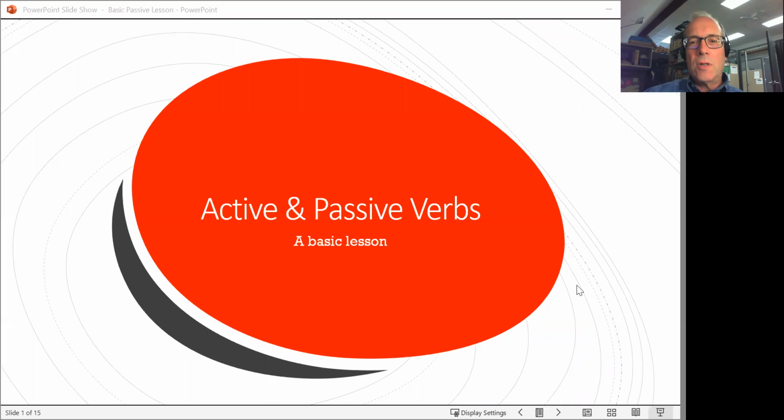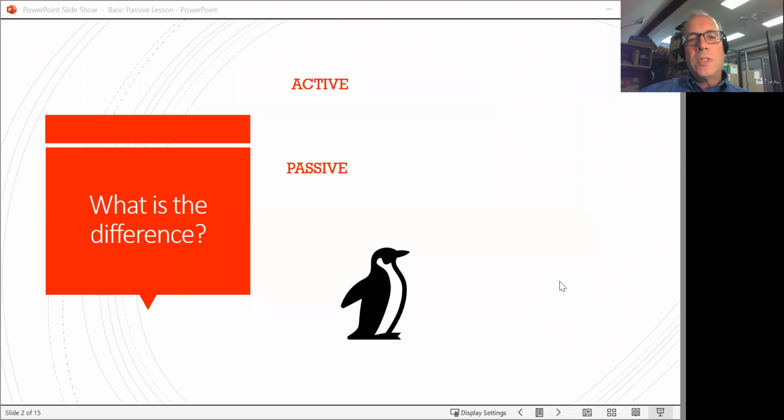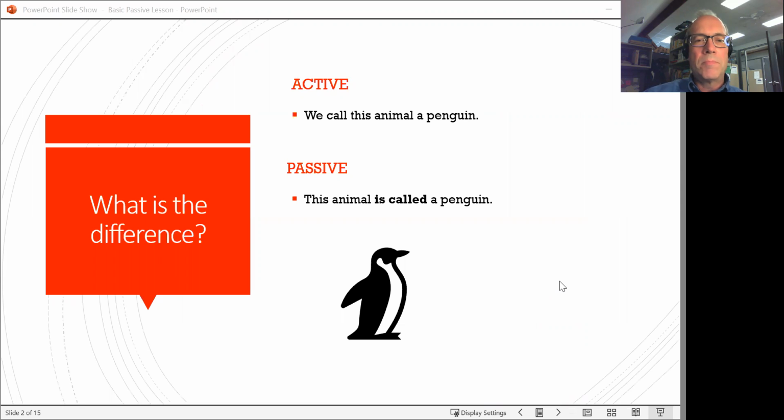Okay, we're going to have a little lesson on active and passive verbs. So what's the difference between an active and a passive verb? Let's look at some examples. Here's an active sentence. We call this animal a penguin. And here's a passive sentence. This animal is called a penguin.